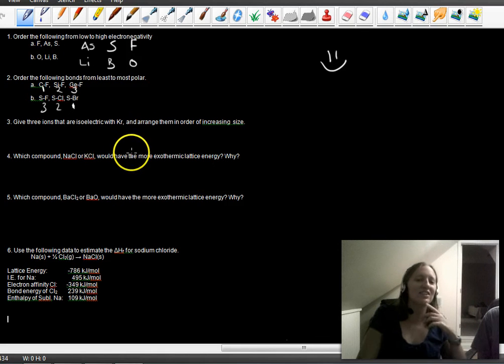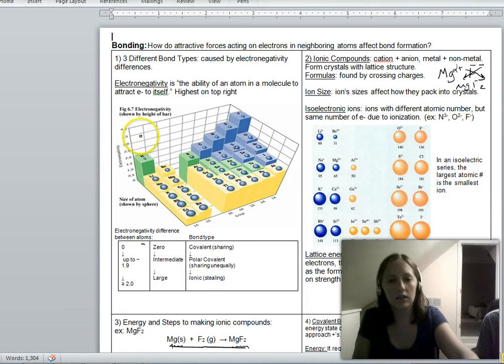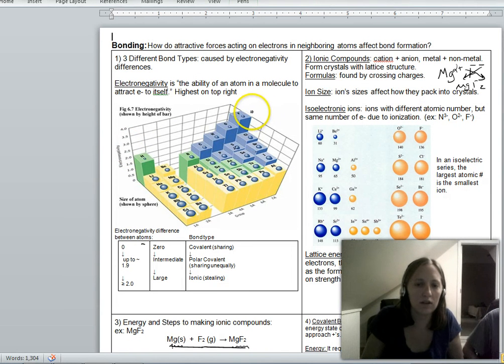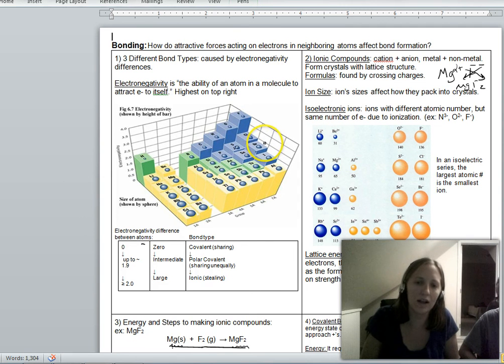Three ions that are isoelectronic with krypton. Krypton lives here, so we've got neon and argon and krypton. So krypton lives right next to bromine, and so ions that are isoelectronic with krypton would be, say, selenium, bromine, and then rubidium and strontium.